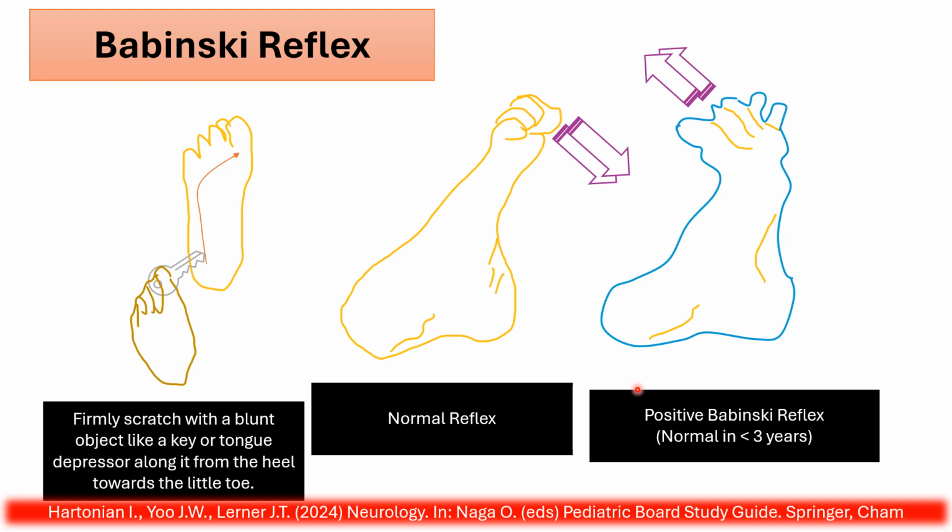This is normal. Abnormal, positive Babinski reflex: if you see fanning or toes up, or extensor plantar response, this is abnormal, but this can be seen normally in children less than 3 years of age.